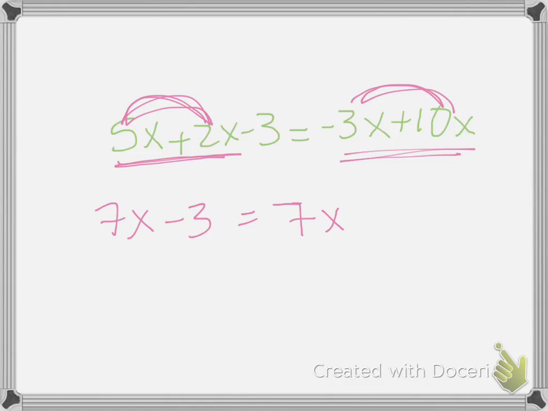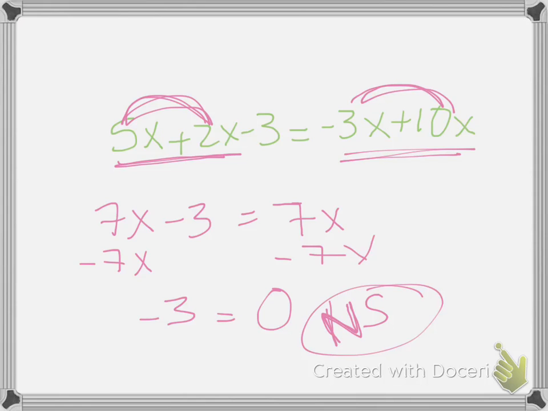Now I want to get my x's on the same side. So if I'm trying to get my x's on the same side, I need to subtract 7x from both sides. So I got negative 3 equals 7x minus 7x is 0. Does negative 3 ever equal 0? No. Negative 3 does not equal 0, so this one actually is no solution. There's no x that I can put in there that's going to work.